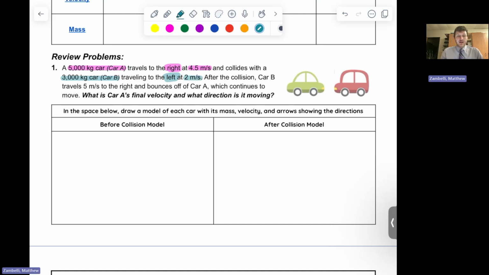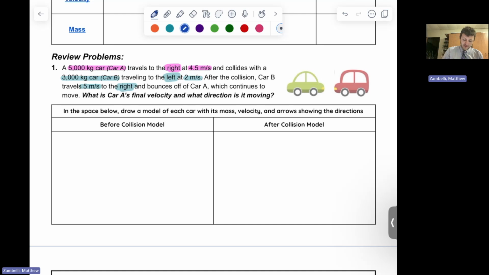It says after the collision, car B is going 5 meters per second to the right. So we need to make sure we know that direction as it bounces off car A. And we need to know the final velocity of car A. So now that we know that information, we first need to draw the model of what's happening. We have to label the masses of each car, the velocities, and the direction it's traveling.